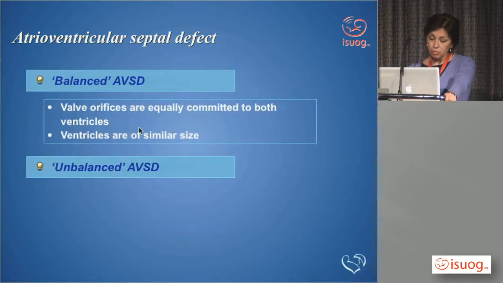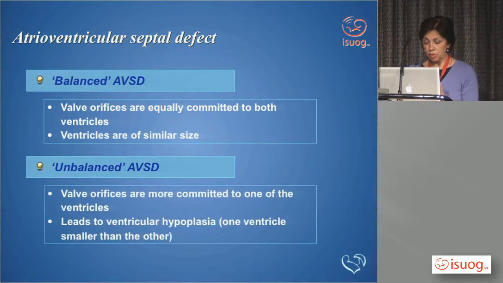So the balanced one, the valve orifices are committed to the two ventricles more or less in the same way, so that the two ventricles are more or less the same size. And an unbalanced one, the valve orifices, one or two valves, are more committed to one of the ventricles. And this will lead to a degree of hypoplasia of one of the ventricles, i.e. one is smaller than the other.